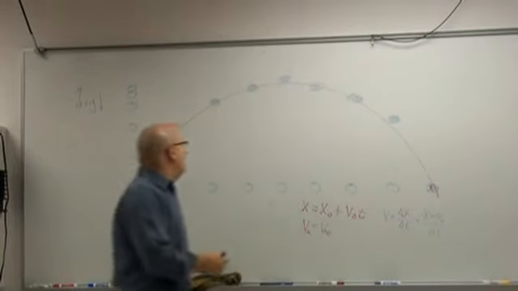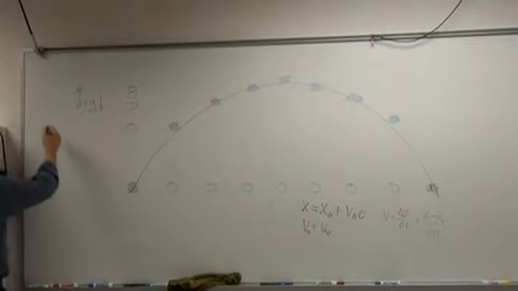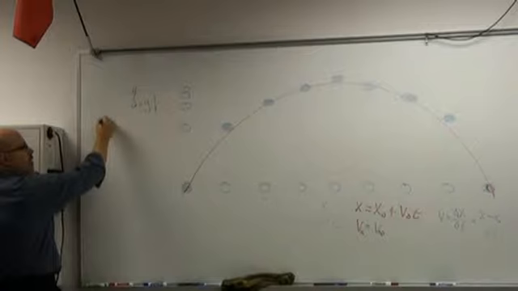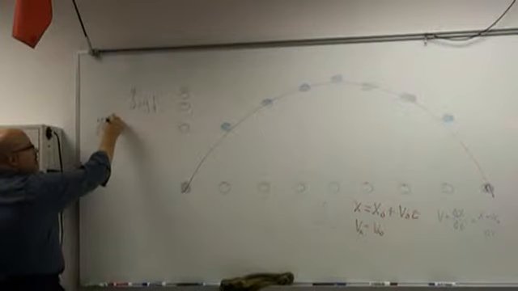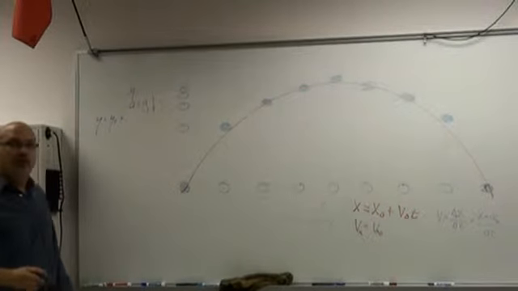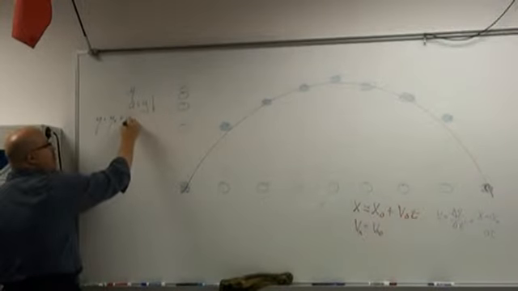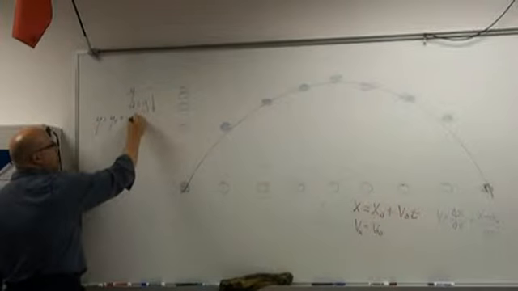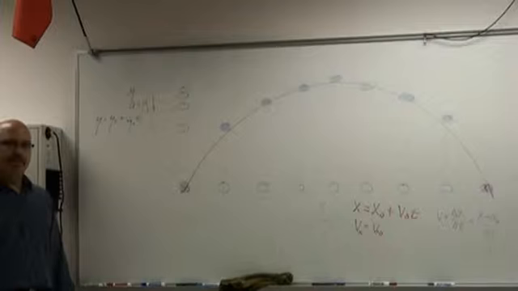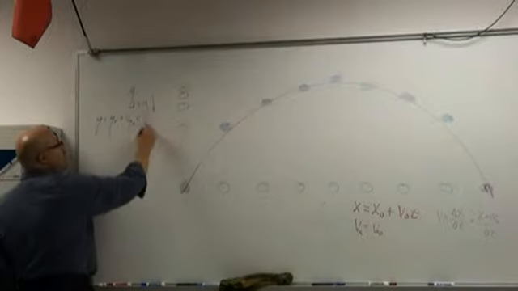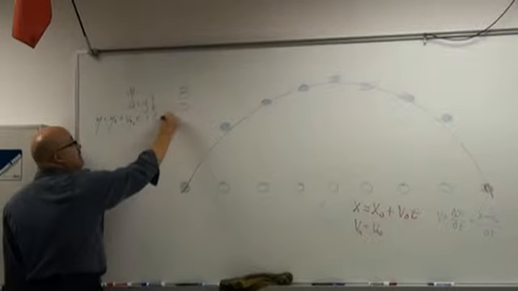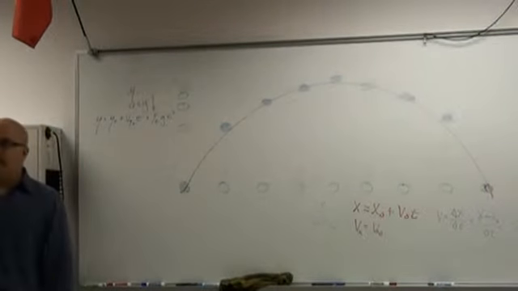Now, let's look at the y direction. In the y direction, what are our equations? Well, they're y equals y naught plus vy naught times t plus 1/2 g t squared. This is the same equation we already knew, right?